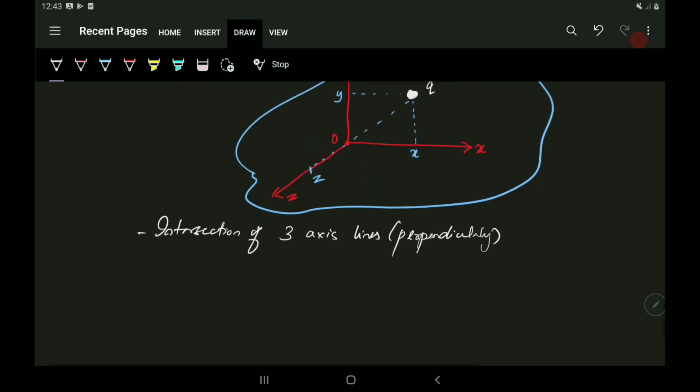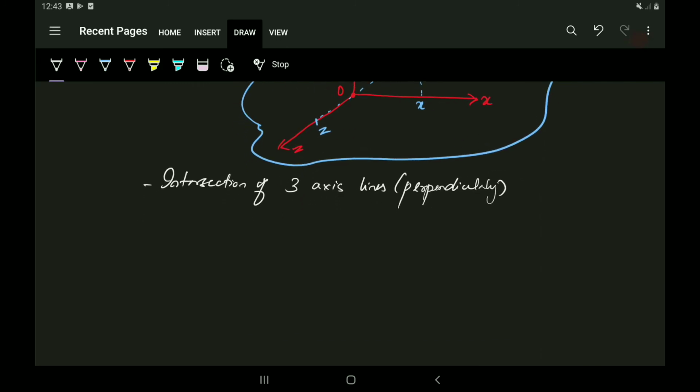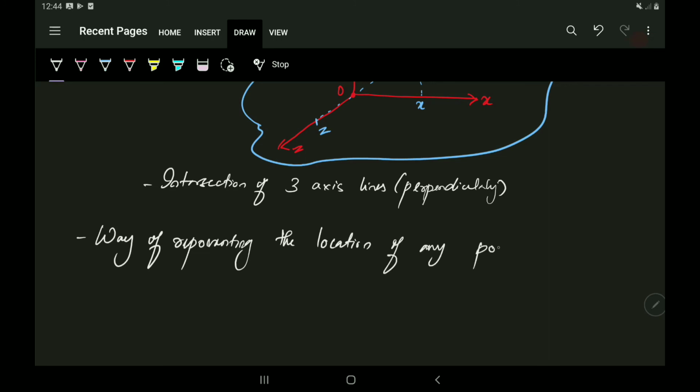So as a definition, we say it is a way of representing the location of any position in space with reference to an origin. I'll write it here: the way of representing the location of any position in space with reference to an origin. Because we need an origin, only then can we locate it, because it is the starting point.